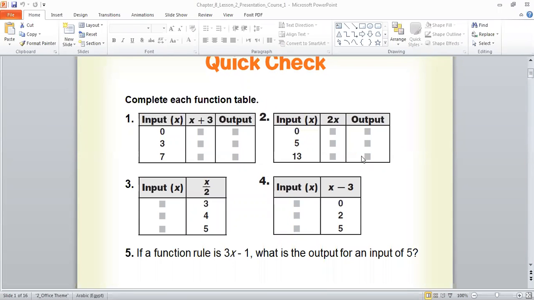Now we deal with the case where the output is given. The input is unknown. If he gives me the output, what will we do? We have x over 2 as the rule, and the answer is 3. What will I do to find the input? We will do the opposite. Here he divided by 2. What is the opposite?